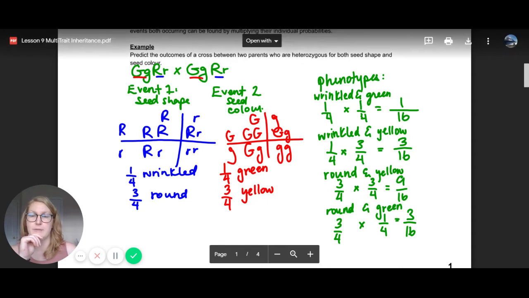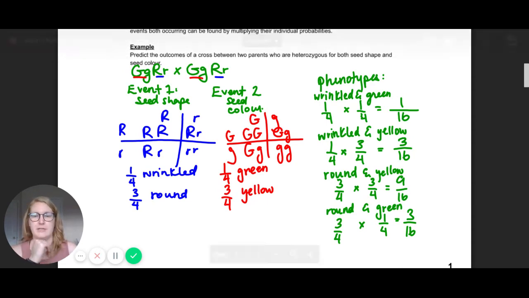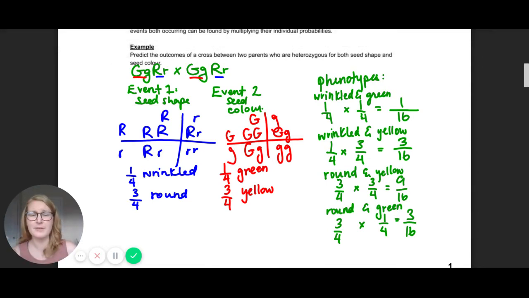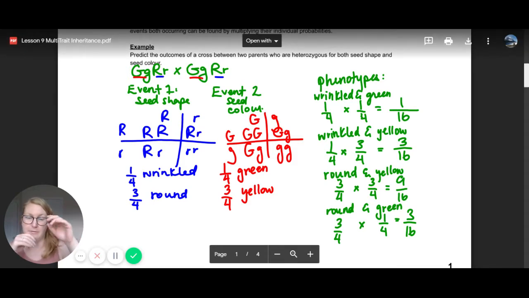The second event is looking at seed color, so crossing the G's together. So parent 1 has capital G, small g, parent 2 has capital G, small g. When I cross those, I again get 1/4 of green and 3/4 of yellow. So what I'm doing in this method, and that's the phenotypes on the right side, is finding the probability of 2 events both happening.